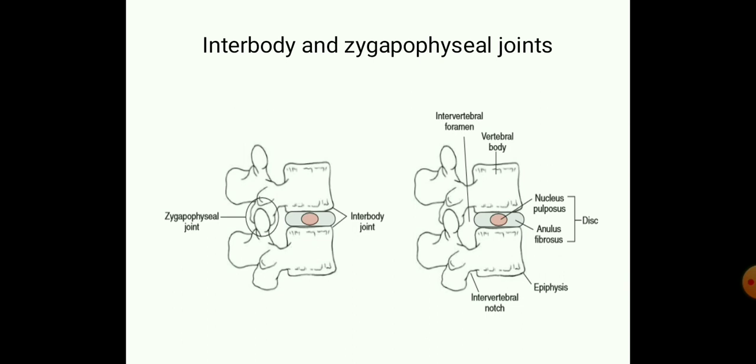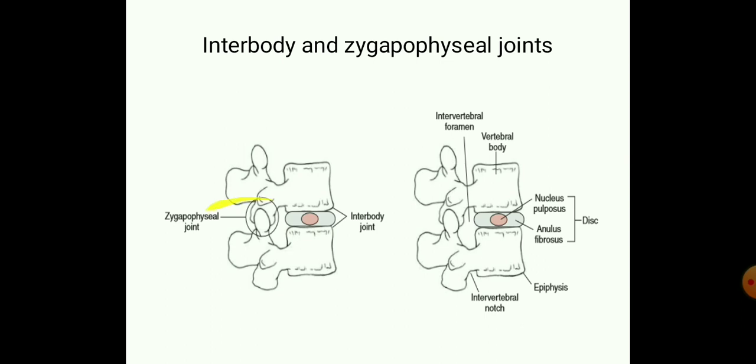This is a diagram which demonstrates the interbody and zygapophysial joints. This is the interbody joint. You can see two adjacent vertebrae, and their bodies are interconnected by means of interbody joints. This is like a symphysis or cartilaginous joint with a limited amount of mobility. There is also an intervertebral disc, which plays a role in this cartilaginous joint.